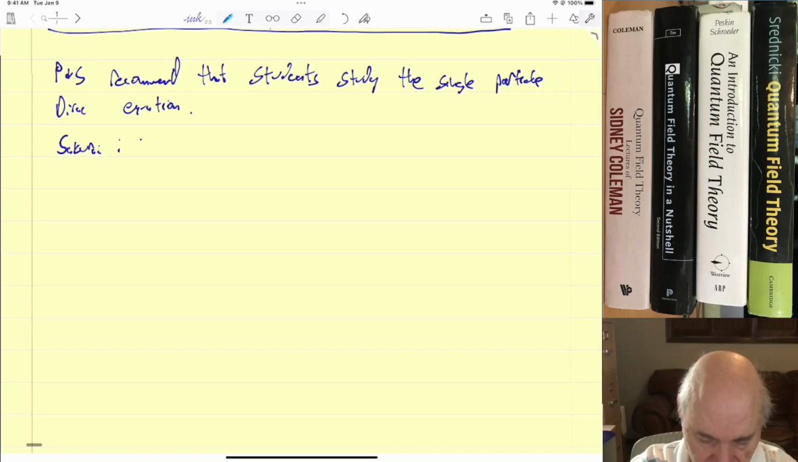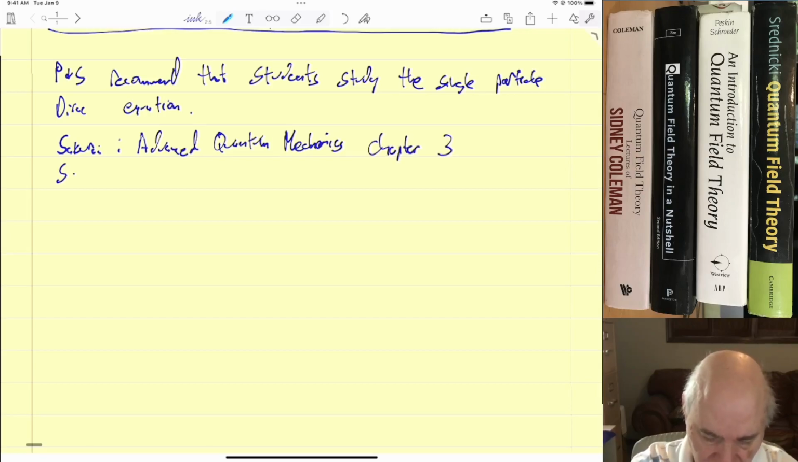Sakurai has an excellent book on advanced. This is not his quantum mechanics book, don't confuse it. This is a different one, called Advanced Quantum Mechanics. Take a look at chapter 3. Schiff has a quantum mechanics book that was standard for a long time. It's old. It goes back to 68, third edition. Quantum Mechanics. Look at chapter 13.